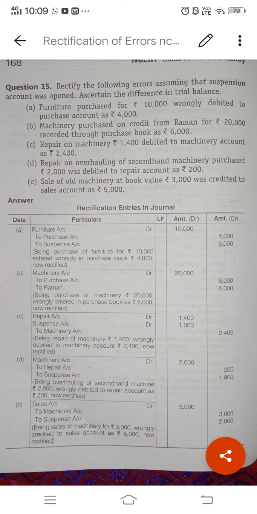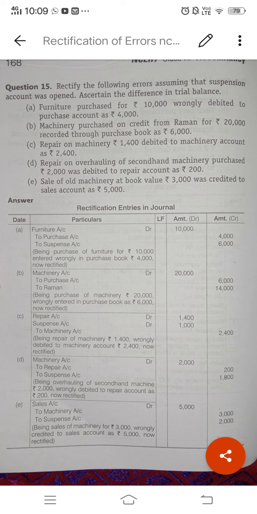Next, machinery purchased on credit from Raman 20,000 recorded through the purchase book as 6,000. First you know what is the correct entry for machinery purchased on credit from Raman. That is machinery account debit to Raman account, that is 20,000. First you have to write the correct entry.